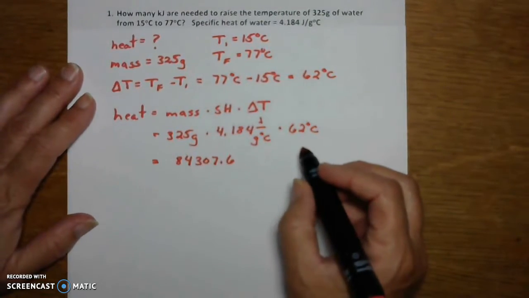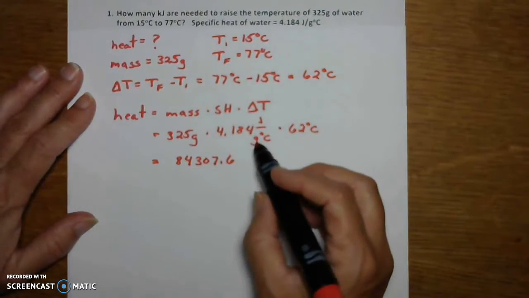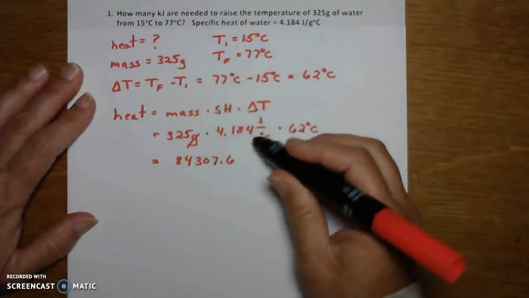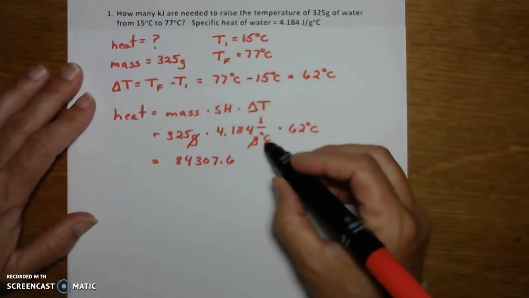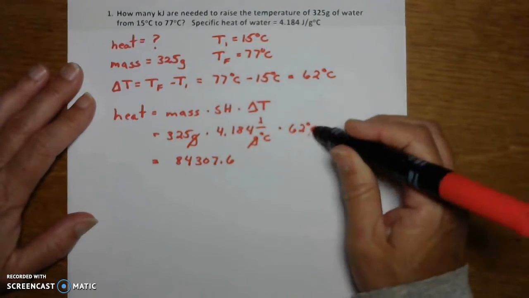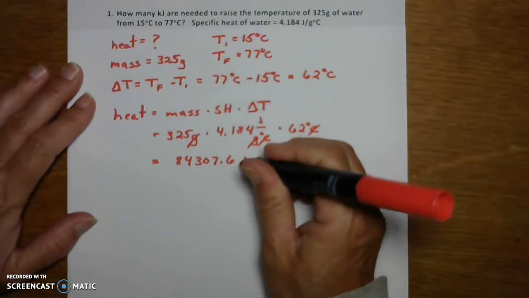Now let's look at what our units are going to be. Here we have grams on the top, and in here we have grams on the bottom. So this grams will cancel with that one. Here we have Celsius in the top, here we have Celsius in the bottom. So the Celsius is going to cancel as well. And that'll leave us with joules.